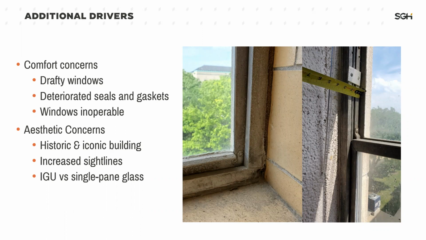There are also aesthetic concerns, which I mentioned that the historic preservation community has. It's not a landmarked building, but it is historic and it's iconic in this local community. Replacing the windows would cause there to be increased sight lines, and changing single pane glass to an insulating glass unit would have an impact on how the windows appear and reflectivity, things like that. And I'll actually get into that a little more on another case study.